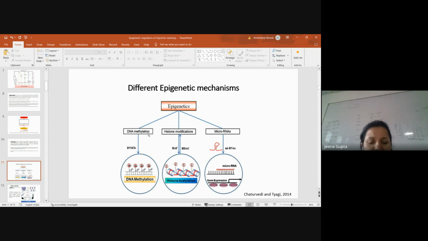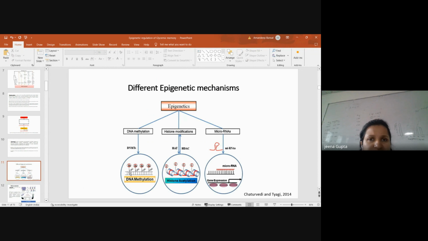DNA methylation is basically, without changing the DNA sequence, certain methyl groups are added to the CpG regions, the cytosine and guanine rich regions in the DNA, by enzymes called DNA methyltransferases. These enzymes transfer the methyl group to these regions. Wherever these methyl groups are transferred, the chromatin structure shrinks and becomes heterochromatin. It means it becomes inaccessible to the transcription machinery. So DNA methylation is basically responsible for decreasing gene expression.